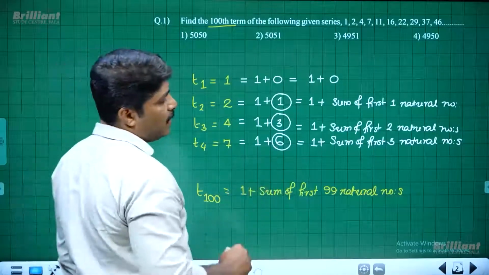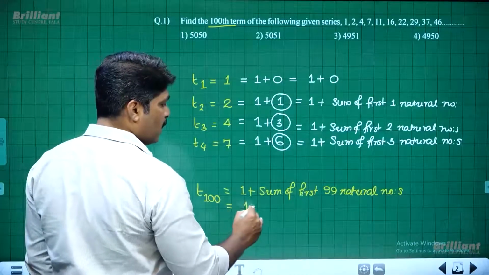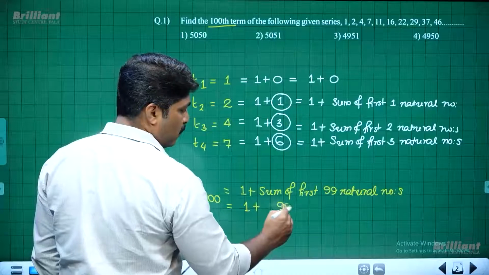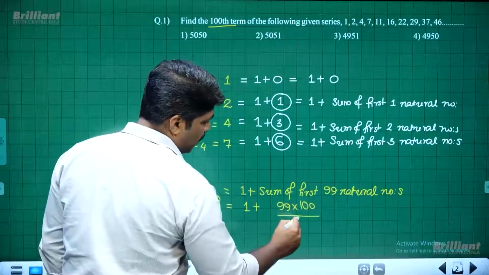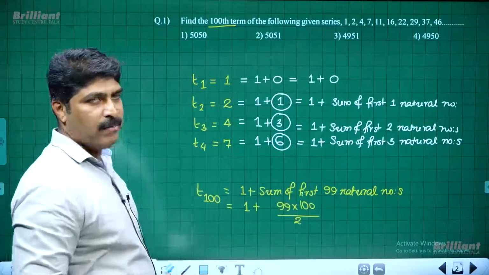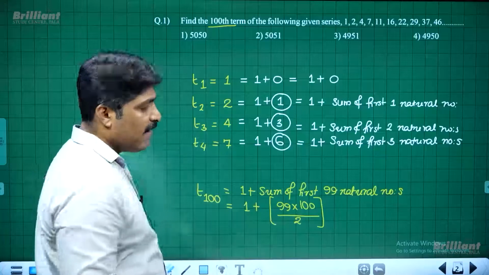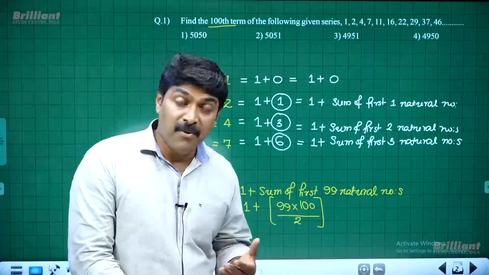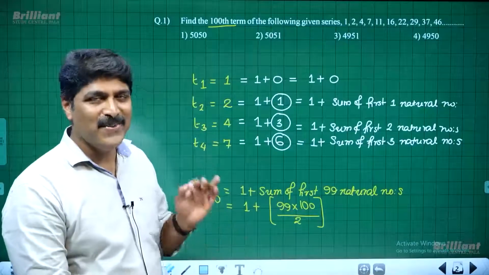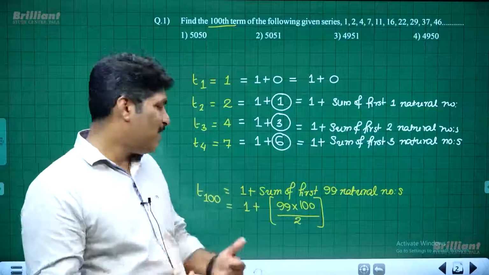How do we find the sum of the first 99 natural numbers? There we have the result: n into n plus 1 by 2. This is the result for finding the sum of the first n natural numbers. We are applying that result here. That is 99 into 100 by 2.